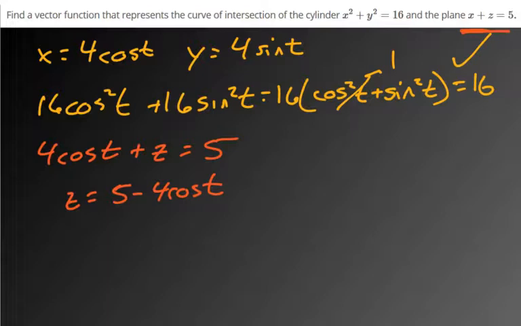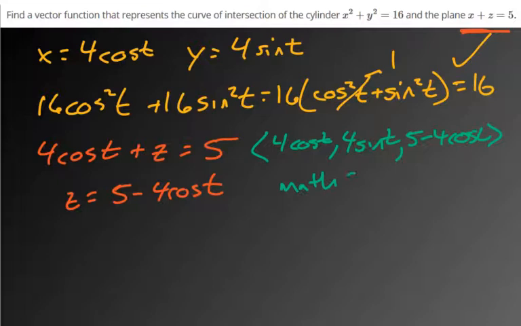So this is basically the curve of intersection. You would get 4 cos t in x, 4 sine t in y, and then 5 minus 4 cos t in z. And this is one of those things, if you go to Math 3D, you can actually plug this in like I did in class, and you could really see that where these surfaces intersect is represented by this vector valued function.